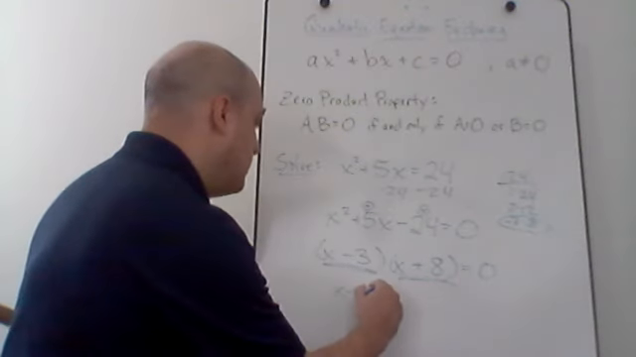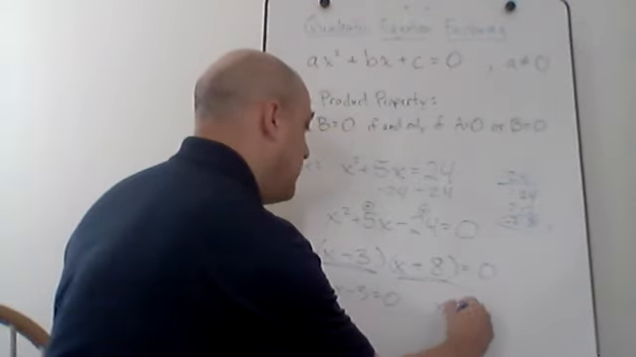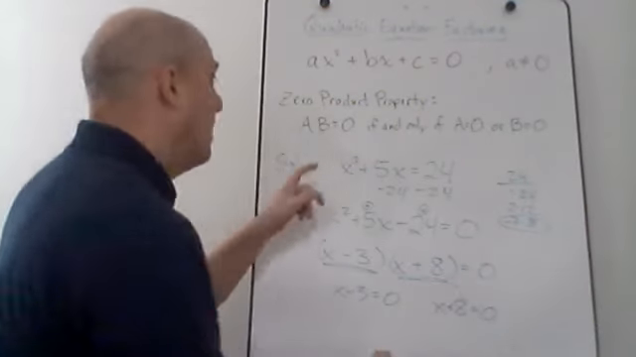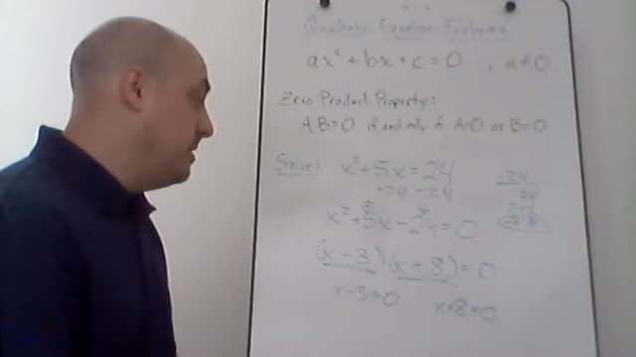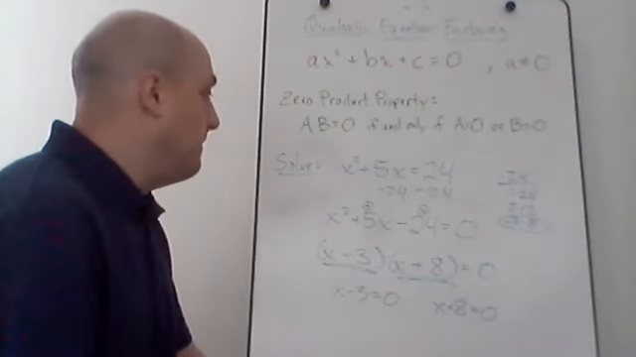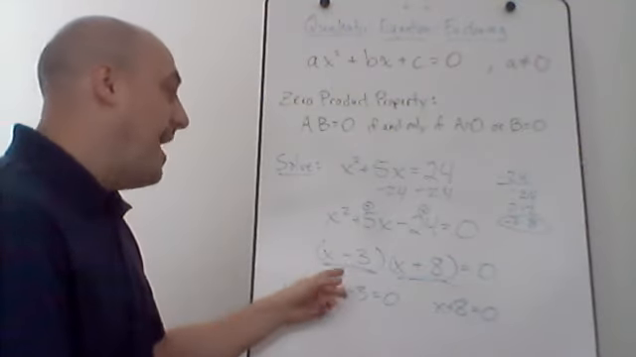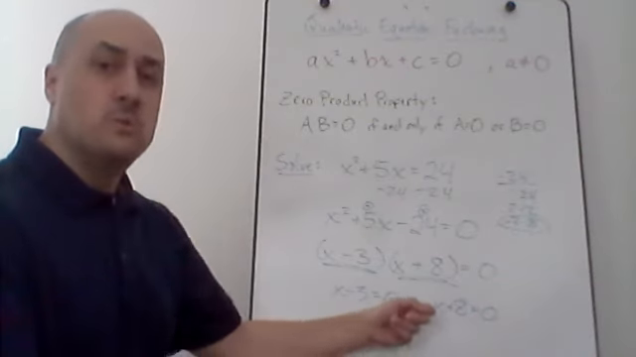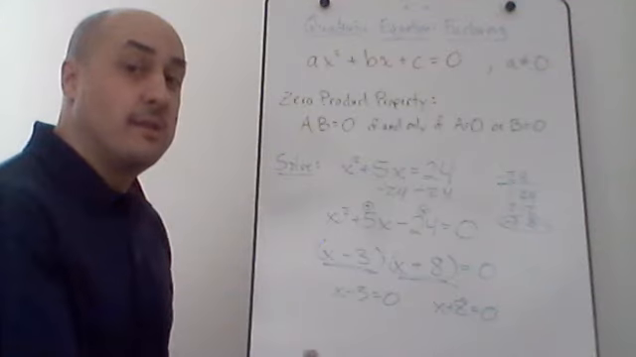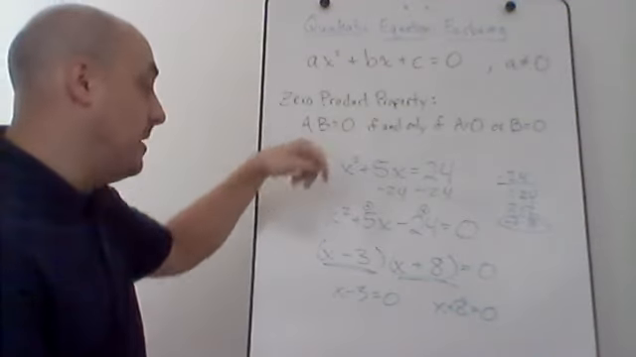I say x minus 3 is equal to 0, and I say x plus 8 is equal to 0. Right, that's where this zero product property comes in. One of those two has to be 0, or both of them are 0. So to figure out what the solutions to this equation are, I set each one of my factors equal to 0, and now what I have are two pretty simple linear equations that I can solve to get my solutions to this quadratic equation.